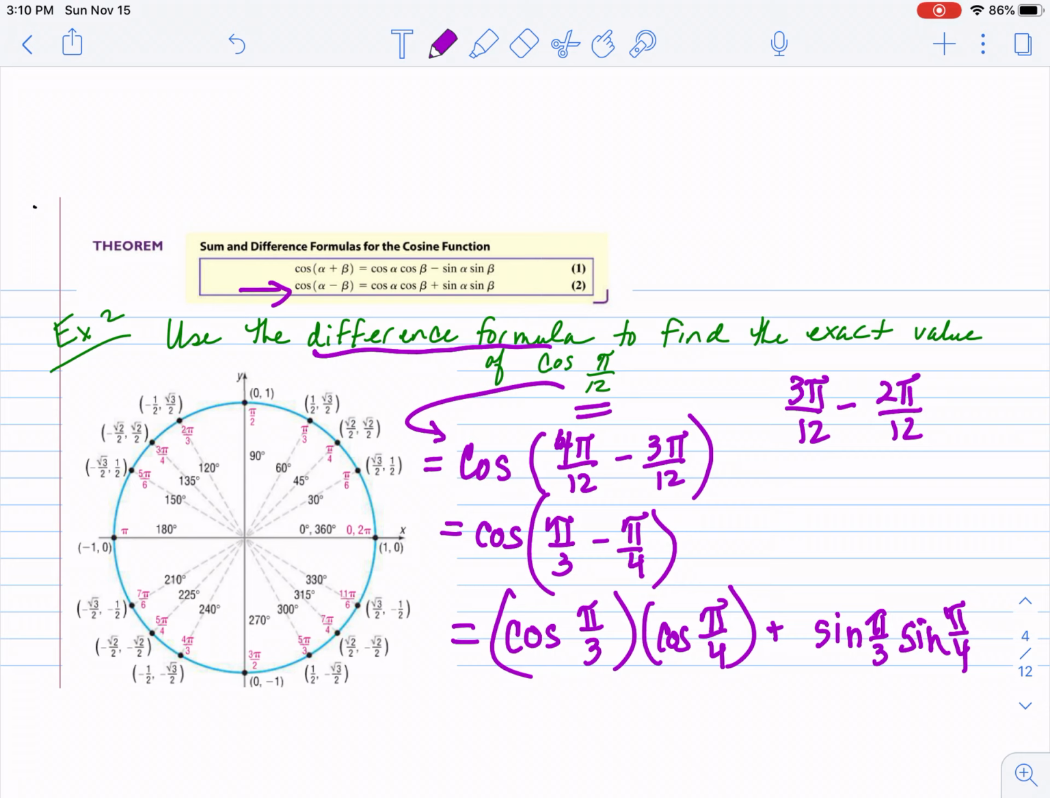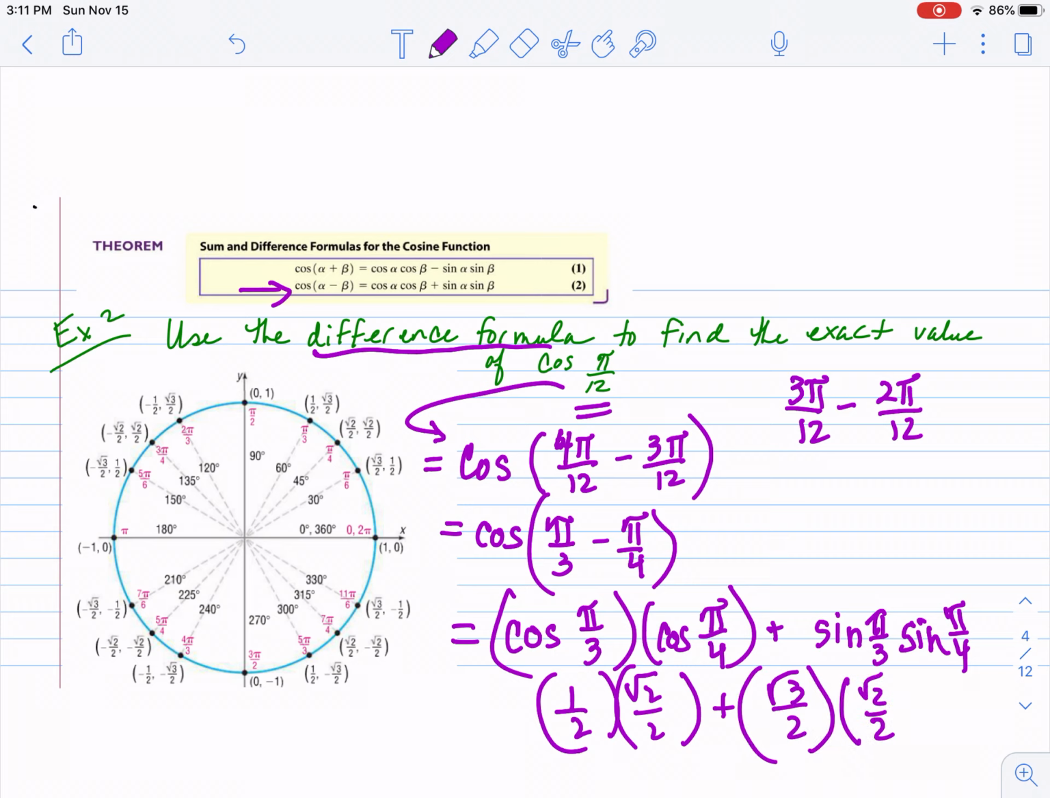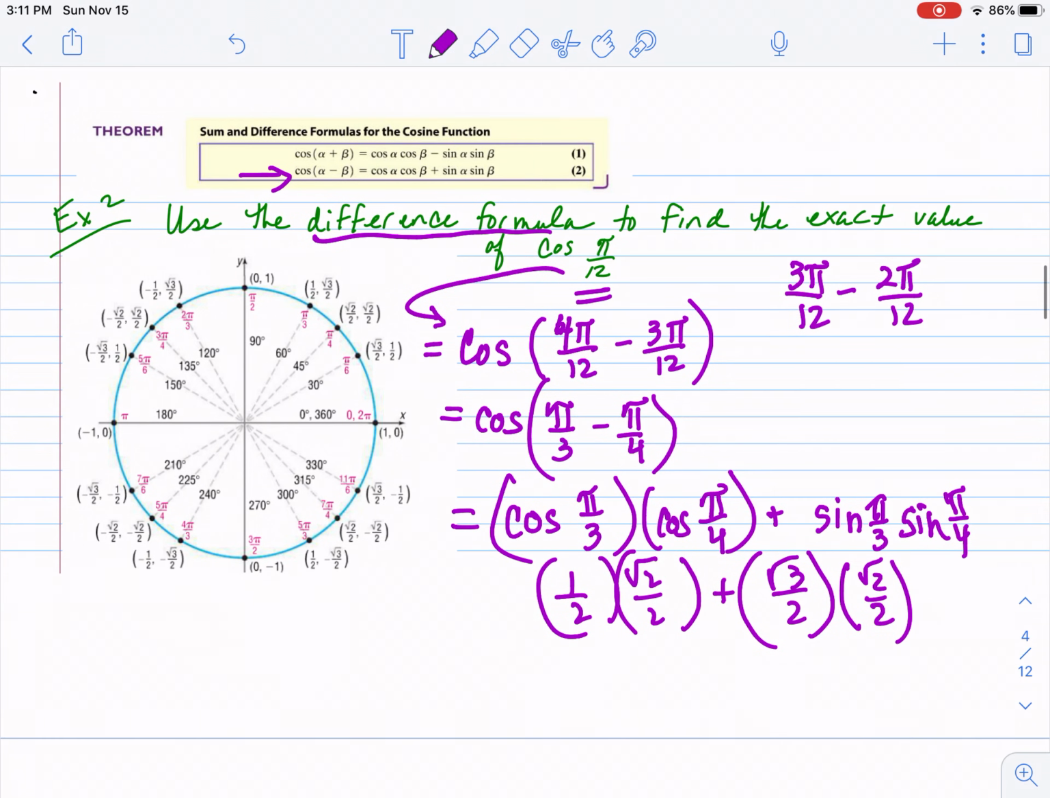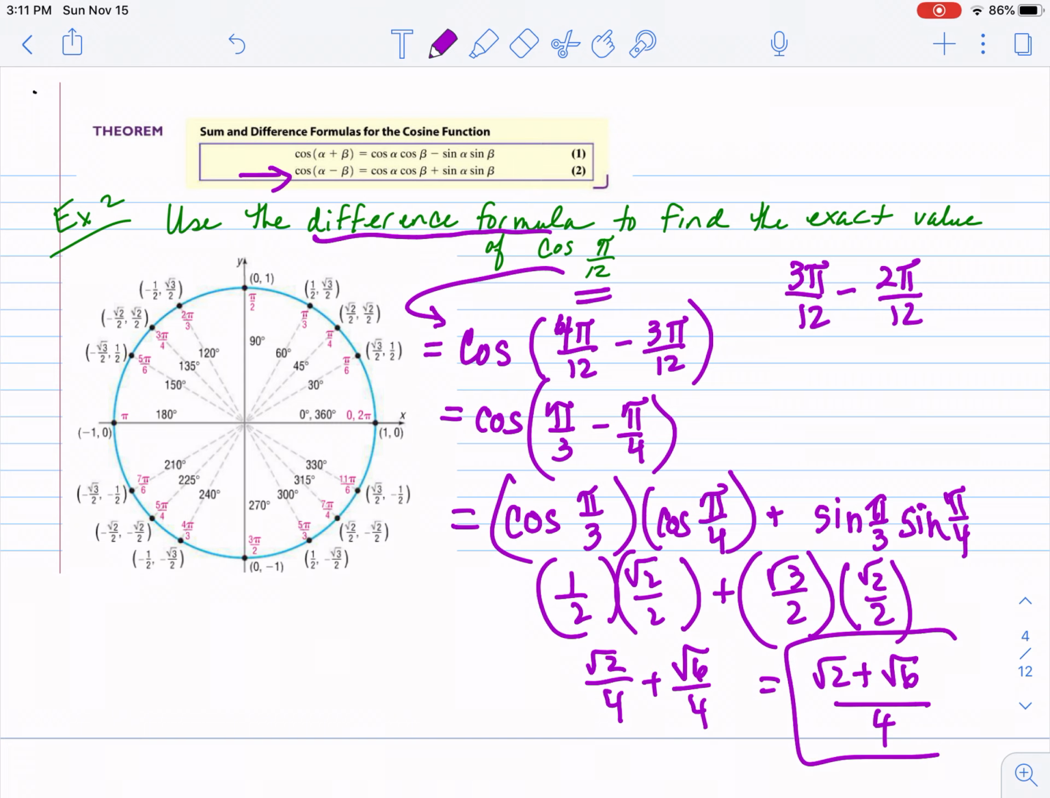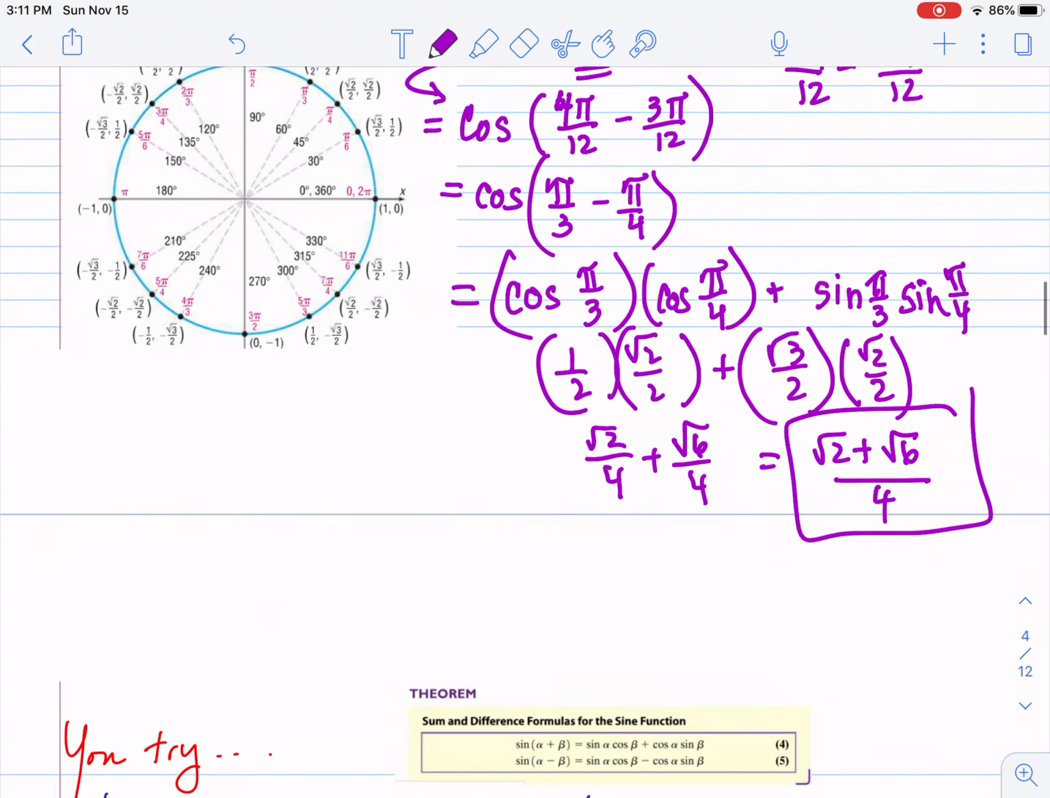Well, I guess we might as well do it. Cosine of pi over 3 is 1/2. Cosine of pi over 4 is rad 2 over 2. Plus the sine of pi over 3, which is rad 3 over 2, times the sine of pi over 4, which is rad 2 over 2. Finish it up. You get rad 2 over 4 plus rad 6 over 4, which equals rad 2 plus rad 6 over 4. Exact answer. All right, moving on.